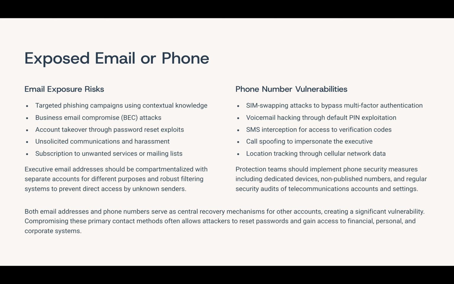To counter these threats, dedicated devices, unpublished numbers, frequent security reviews, and secure telecom settings should all be part of any executive protection plan. Both email addresses and phone numbers are often used as the foundation for recovering access to other critical accounts. If an attacker breaches these primary contact methods, it opens the door to financial fraud, personal data theft, and widespread compromise of organizational systems. That's why protecting them is absolutely essential for any high-profile individual or anyone responsible for their security.